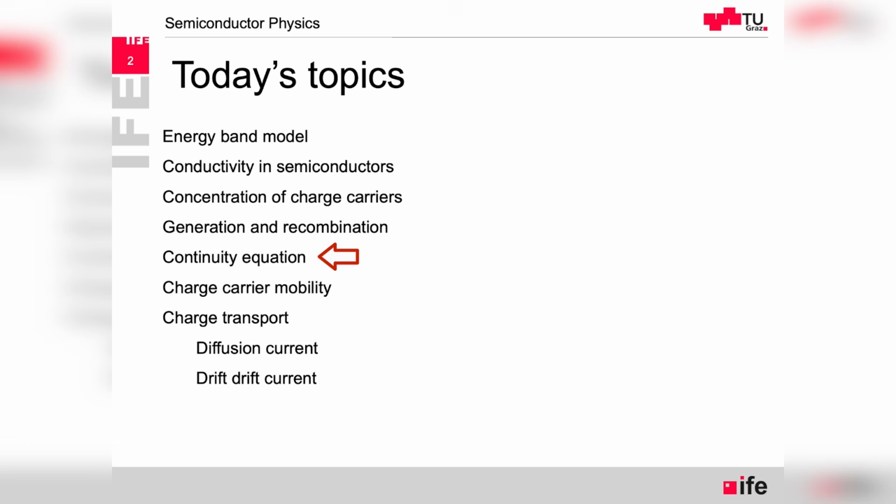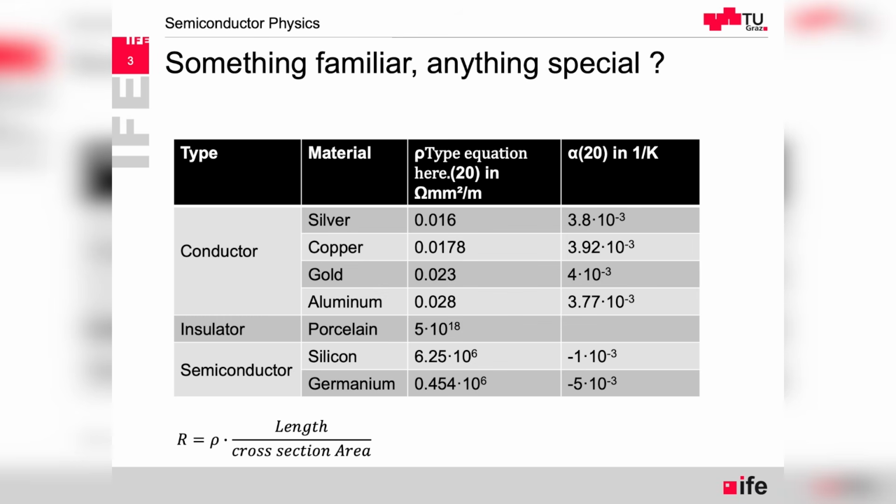Then the second part of the conductivity is the mobility. So charge carrier mobility and the charge transport, which can be through diffusion or drift. You can see here the different types of conductors for different materials. In the third column we have resistivity in units of ohms times millimeter squared per meter, and then the temperature coefficient.